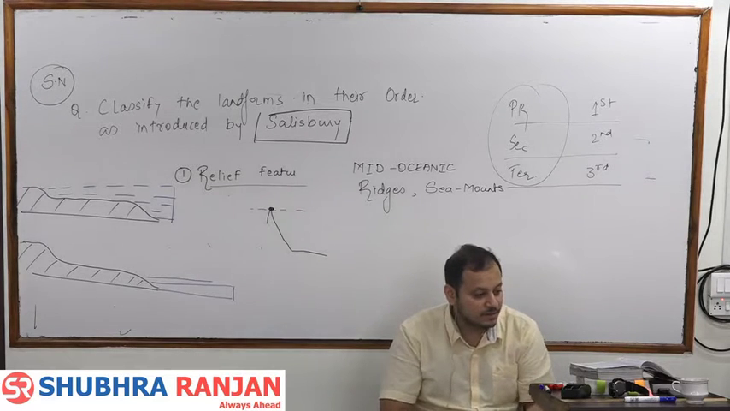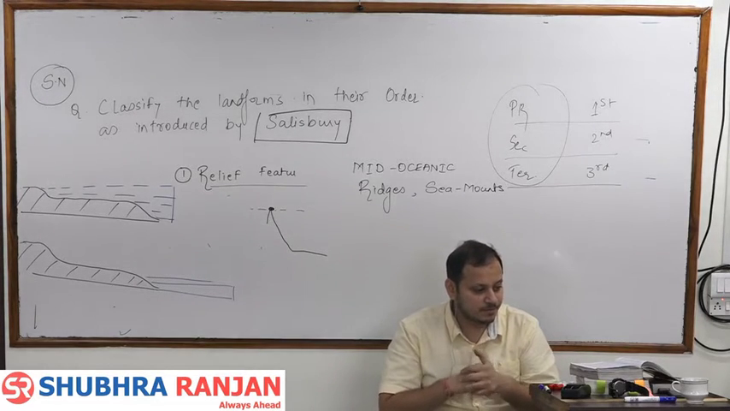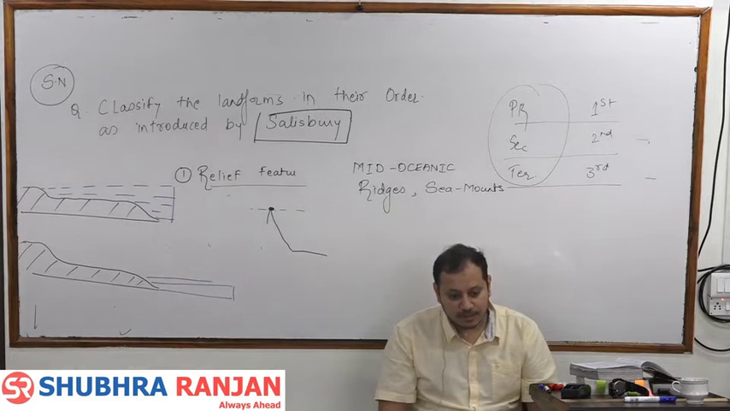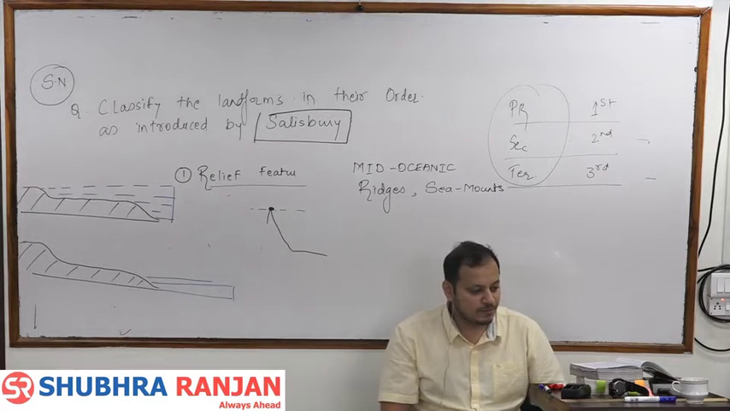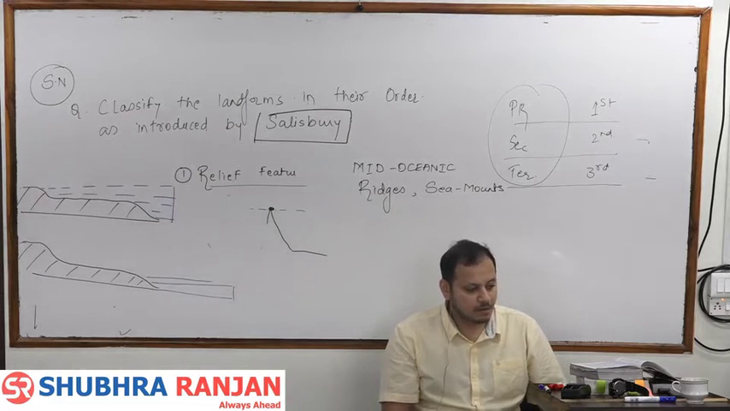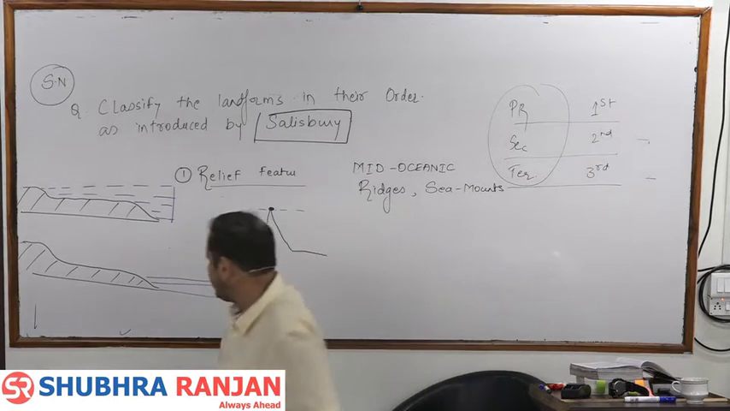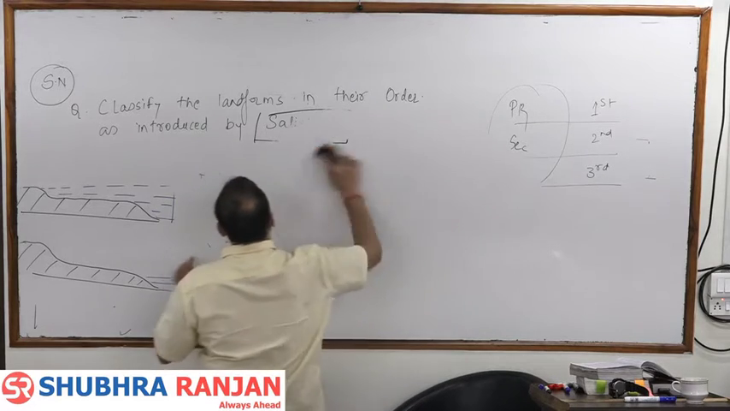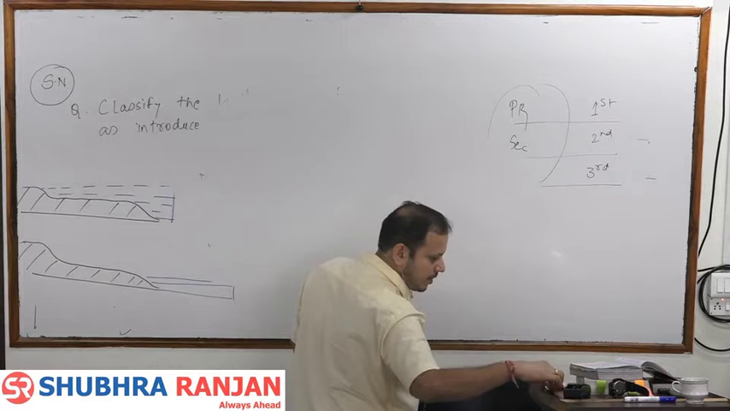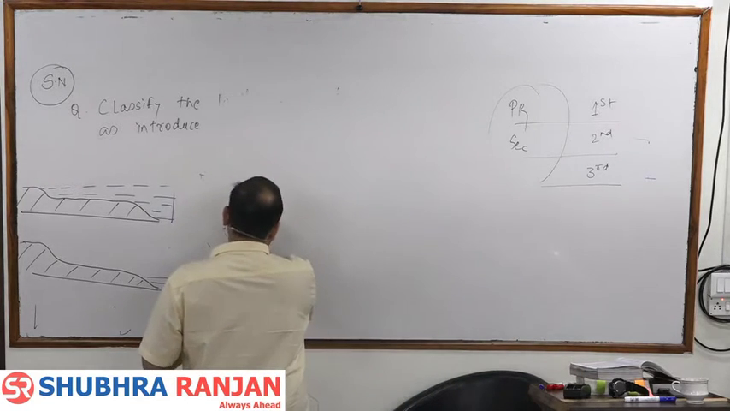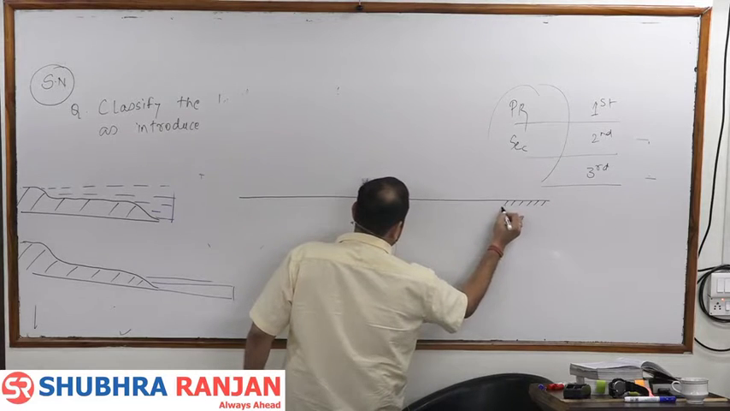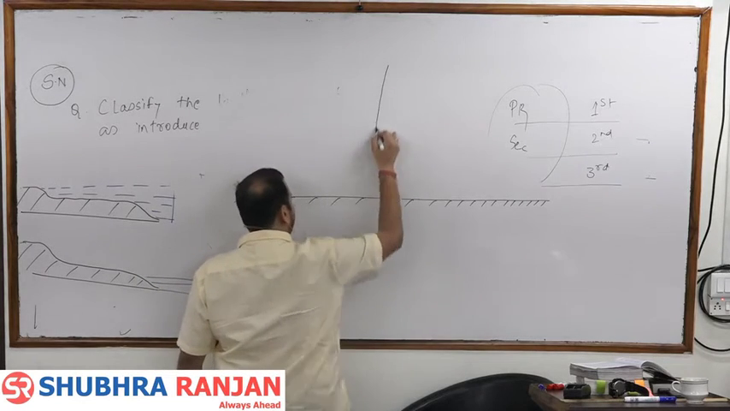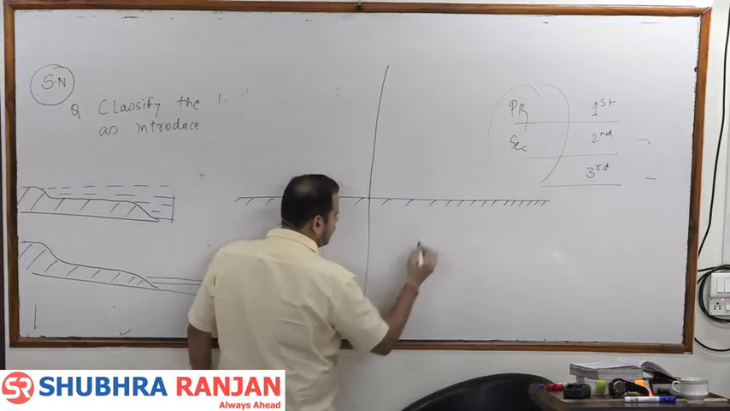The second order relief features are mainly formed due to endogenetic forces, especially diastrophism, means extremely slow forces, especially diastrophism and volcanic activities.